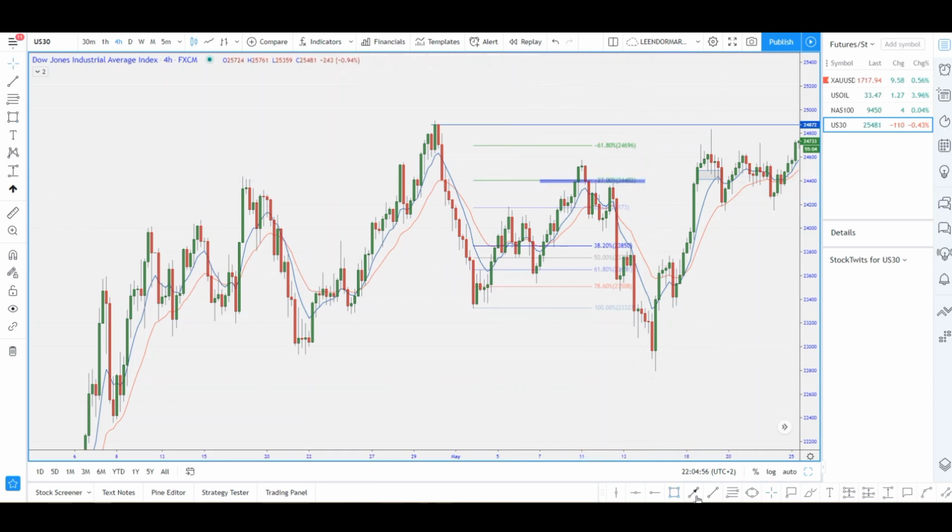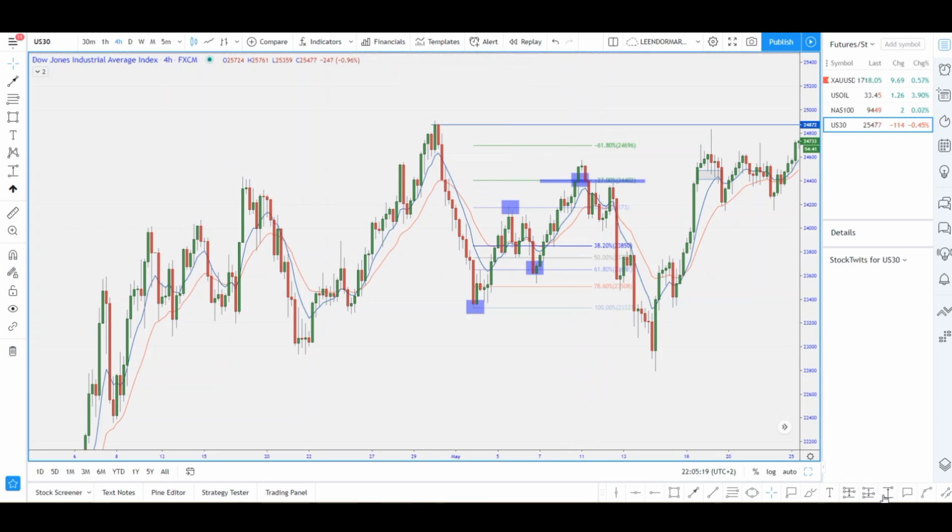This was a clean move from, so this would have been your A. So let me just mark it out so that you can see. This would have been your A. This would have been your B right at the tip of the wicks. This would have been your C right at that negative 61.8. And this would have been your D at that negative 27 as your first target.